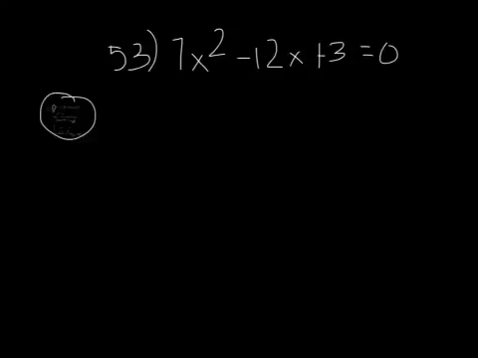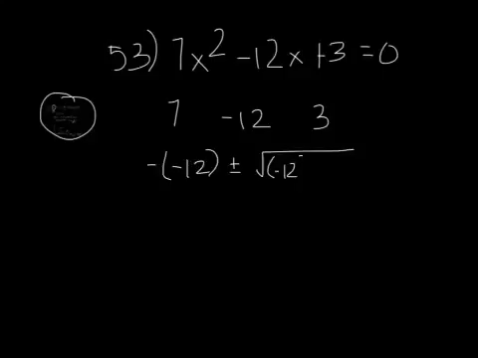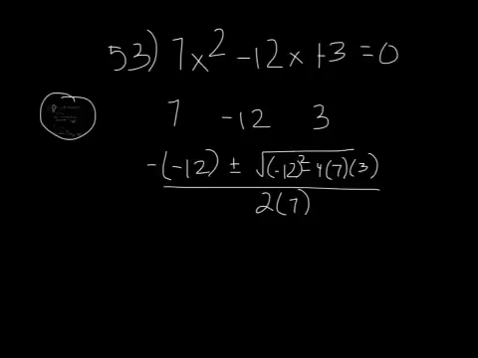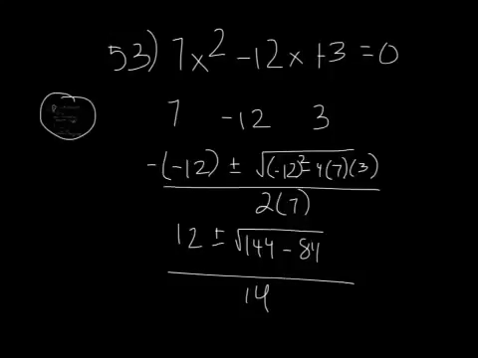A is 7. B is negative 12. And C is 3. Using the quadratic formula, we will put in negative of negative 12 plus or minus the square root of negative 12 squared minus 4 times 7 times 3 all over 2 times 7. So if you notice, our beginning step is still just use quadratic formula. Simplifying this, you would get 12 plus or minus the square root of 144 minus 84 over 14.